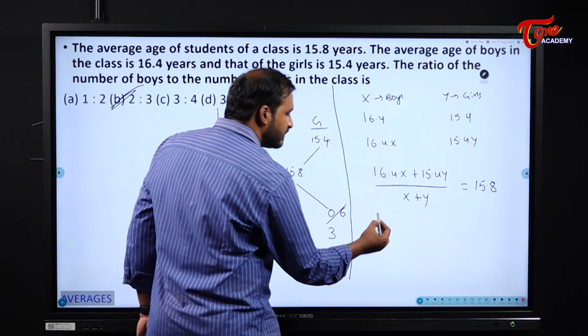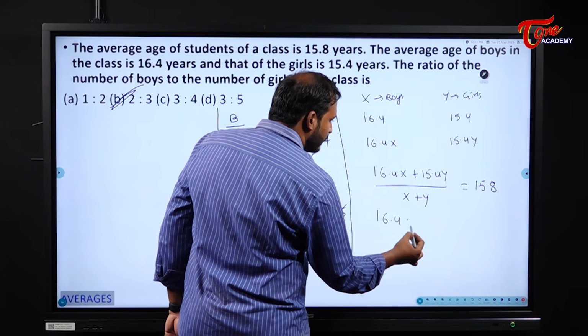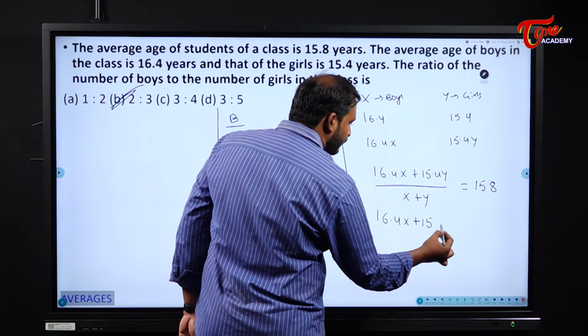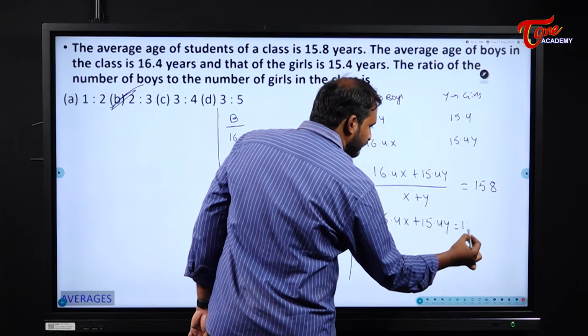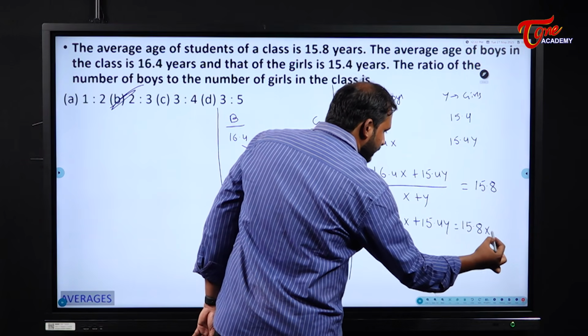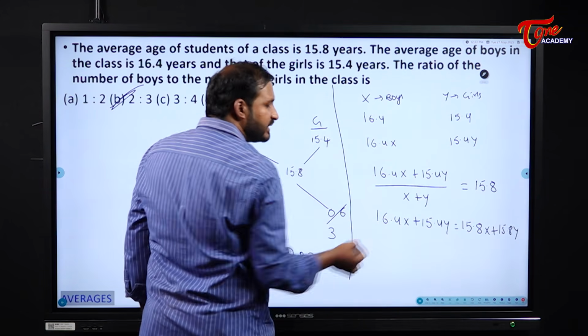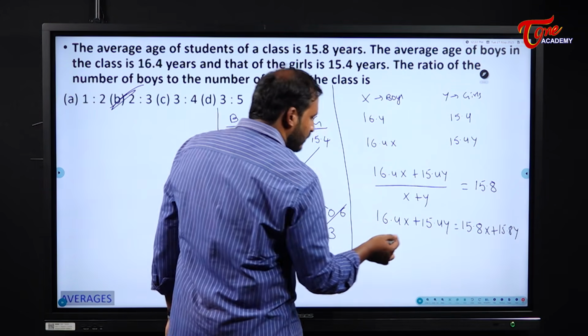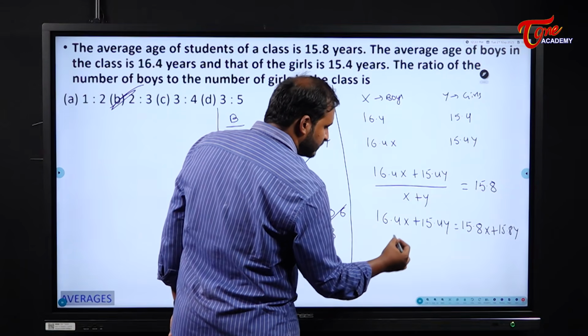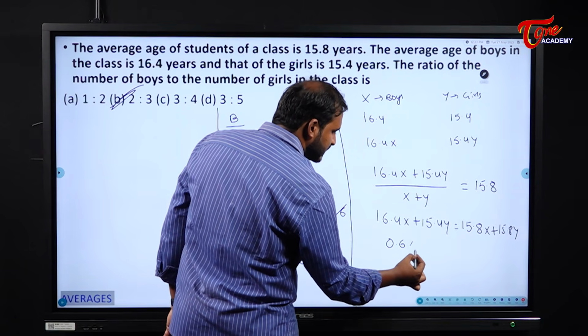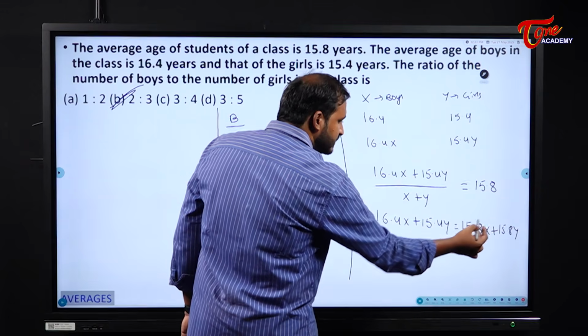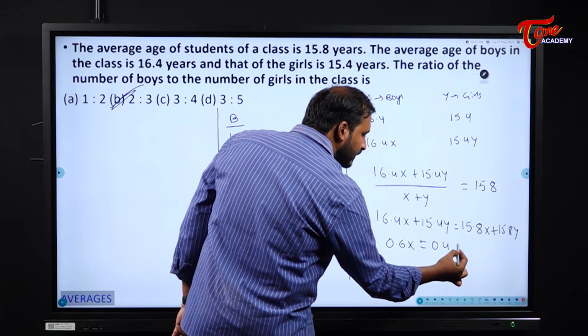Now when you cross multiply it, what does it become? 16.4x plus 15.4y is equal to 15.8x plus 15.8y. Why? Because I will multiply this x plus y to that side. So now if I send 15.8x to this side, it will become 0.6x. That is equal to, if I send this to that side, it will become 0.4y.